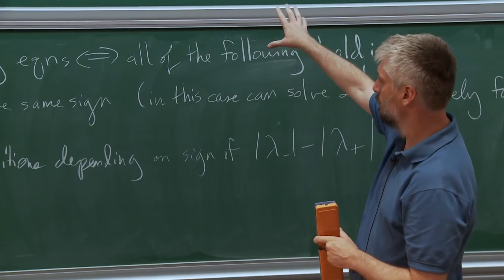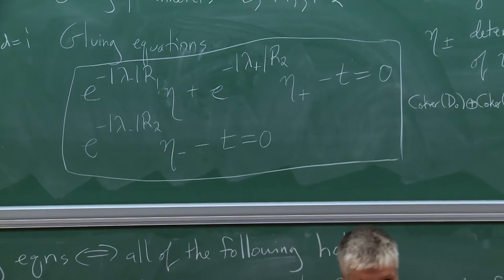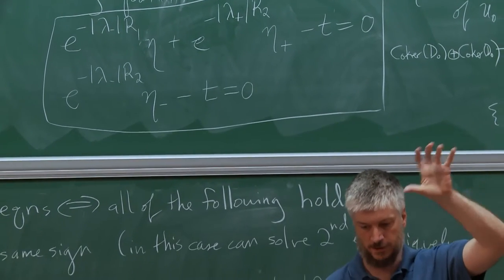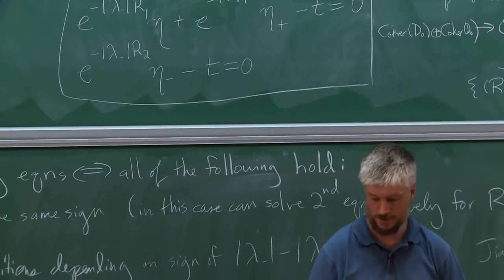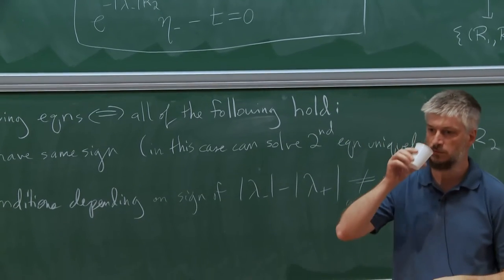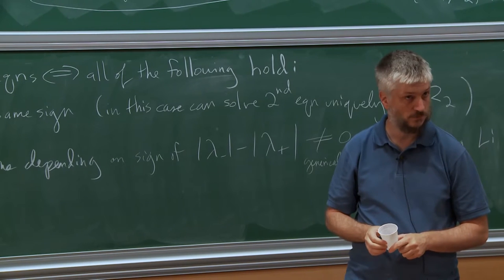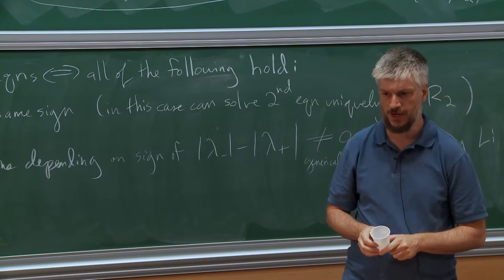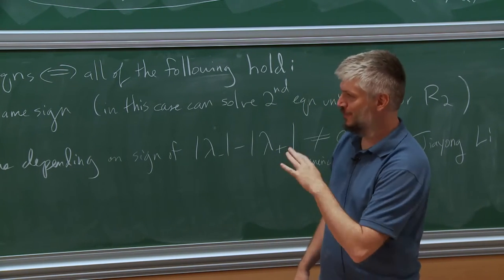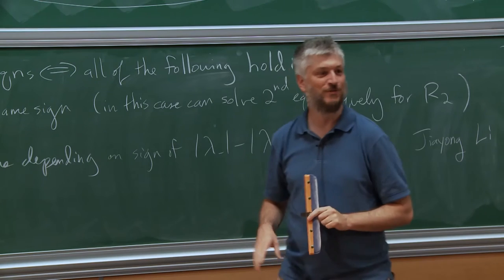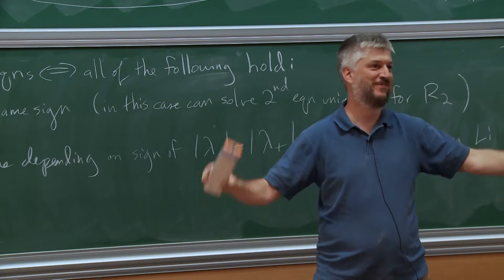So I didn't go through all the calculations, but I hope I explained the basic idea of how you try to glue these things and reduce it to some elementary equations which you can then solve. Are there questions about this? So I think I have 10 more minutes, is that correct? Yeah. All right. So if you got totally lost, just forget all this and start over.